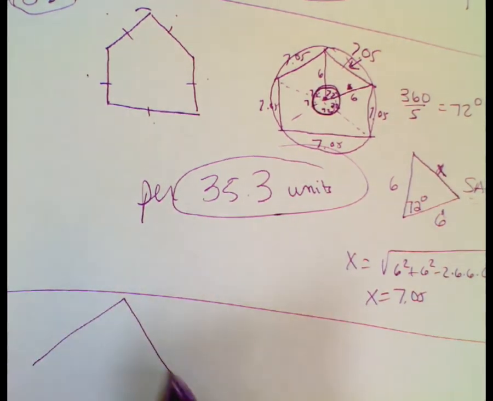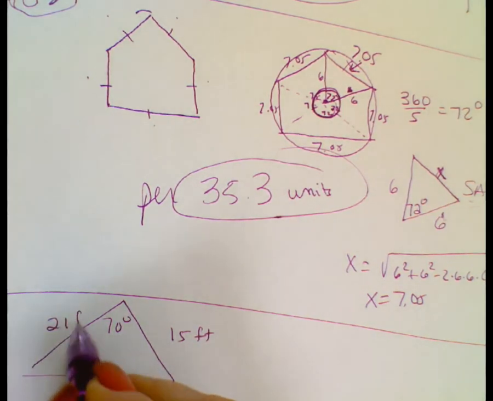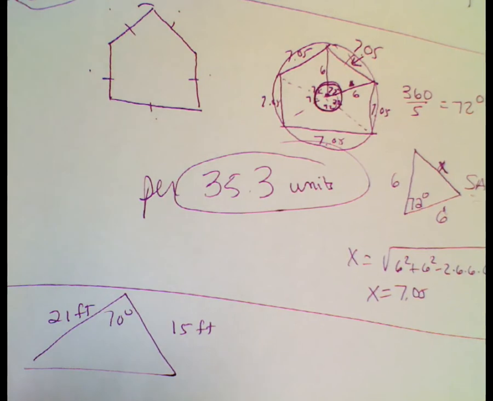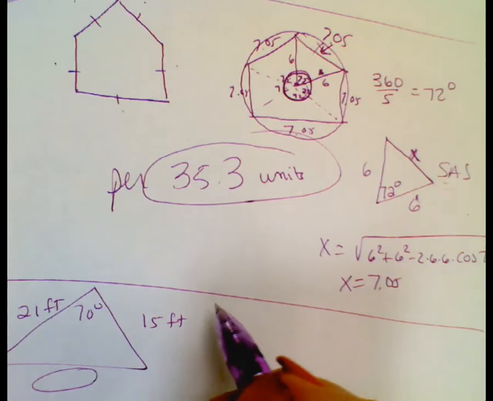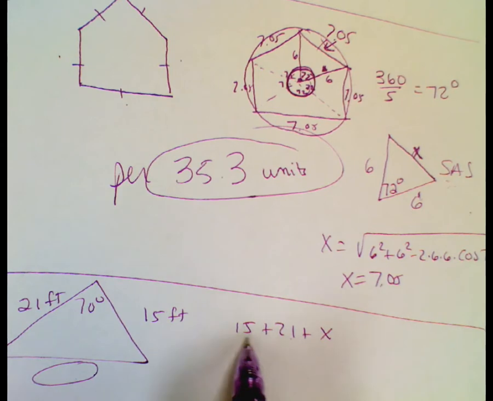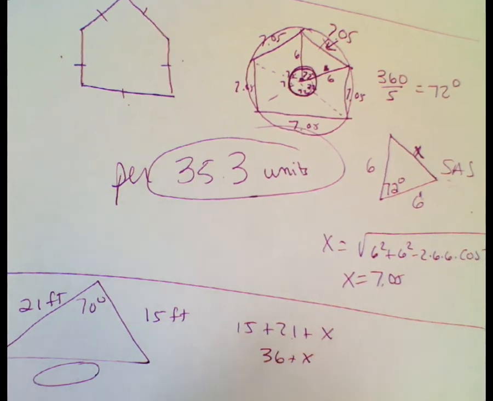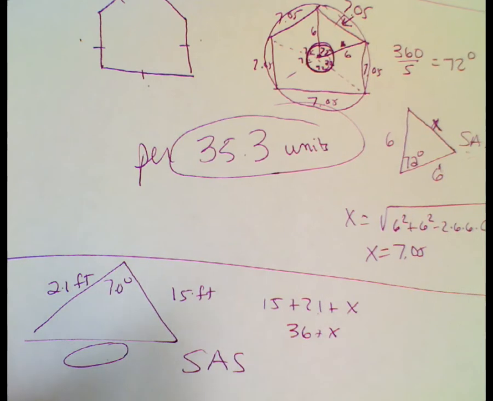Next, 11. Okay, they give you a picture, 70 degrees, 15 feet, and 21 feet. And they ask you to find the perimeter of Terry's triangular garden plot in the diagram below. So if we knew this side right here, we could just add the 3 sides. So far, my perimeter is 15 plus 21. So we know it's at least 36. 36 plus whatever x is. So we're going to use our law of cosine because this is SAS. Call this x. 21 squared plus 15 squared minus 2 times 21 times 15 times cosine of 70.